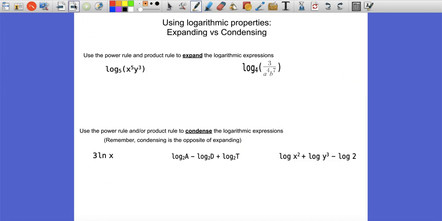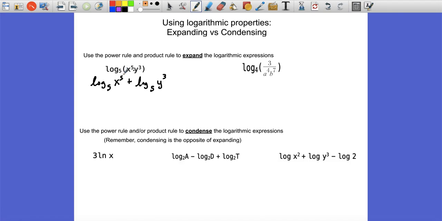All right, now we can put them together. We can use both the power rule and the product rule at the same time to expand logarithmic expressions. So I've got log base 5 of x to the 5th, y to the 3rd. Well, first I'm just going to treat these as separate: x to the 5th times y to the 3rd. Those are 2 separate terms. So I'm going to start by using the product rule to write them as the sum of log base 5 of x to the 5th plus log base 5, again, those two 5s came from right here, of y to the third. So notice they were both in the numerator, didn't need to subtract anything, there we go.